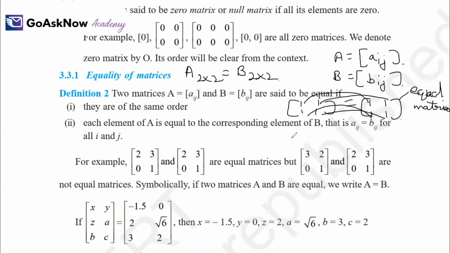Let us move forward and see what is next. Here you have some examples. The matrices 2 3 0 1 and 2 3 0 1 are equal matrices, but 3 2 0 1 and 2 3 0 1 are not equal because the elements at the corresponding positions are different. If two matrices A and B are equal, we write A equals B. This is the representation of equal matrices. These are very simple. Let's move forward.